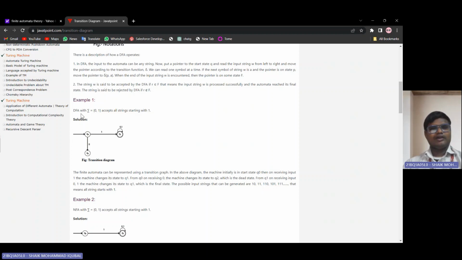Example 1. DFA with input symbols 0, 1 accepts all strings starting with 1.